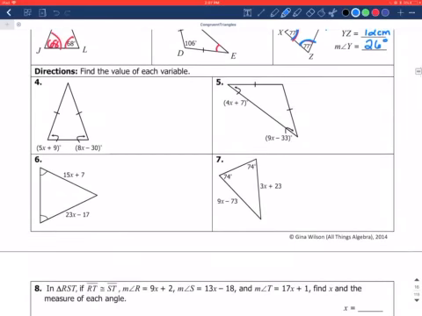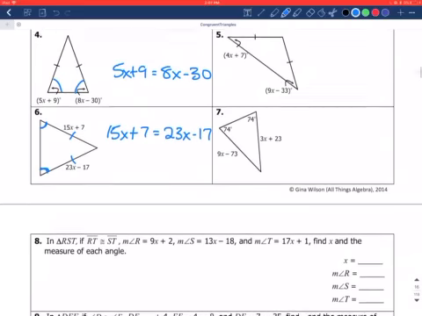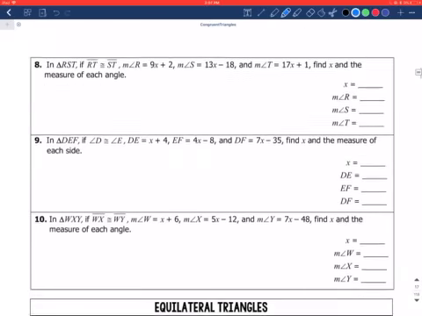Some of these are pretty simple, and I'm not going to go into a lot in depth on this. For number 4, you can see that those are the two base angles. They are going to be congruent, so we would set those equal to each other and solve. For number 6, anytime you have these two arcs, that denotes congruency. So we know that the two angles there are congruent. That means the sides opposite them are congruent as well. So you can solve that out in your spare time if you'd like.